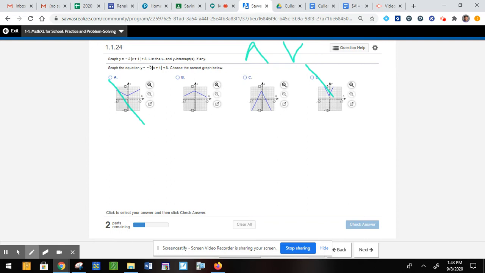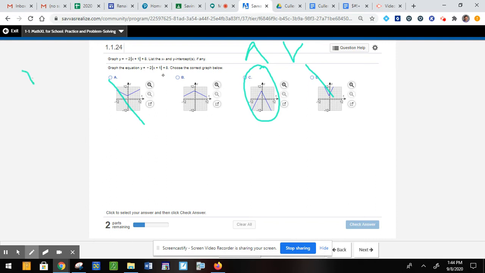An integer out front like that is going to make it narrower. Okay, so a fraction out front would make it look like B. So we're really locked on C. The number on the inside is going to move it left 1. The number on the outside is going to move it up 8. But again, that -2 is going to make it narrower and open down.